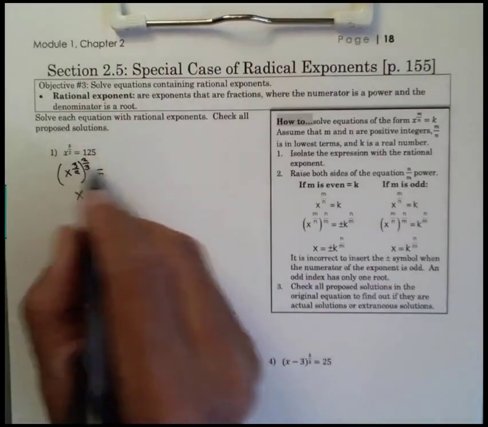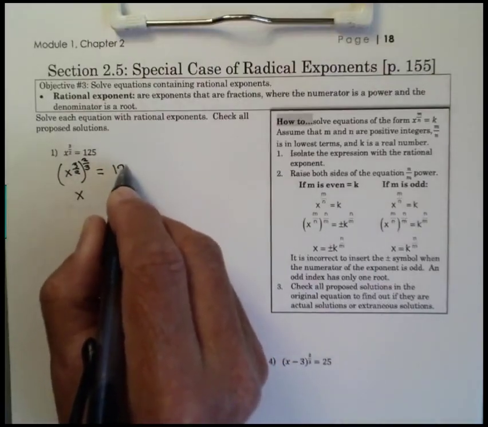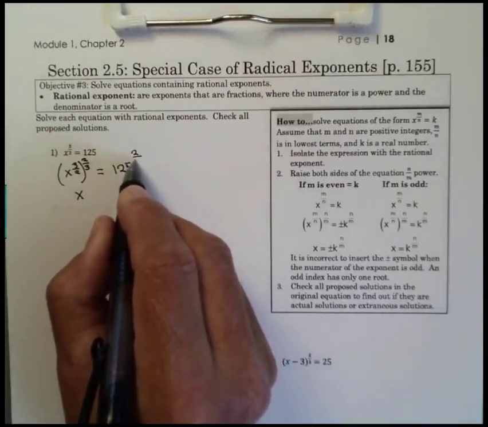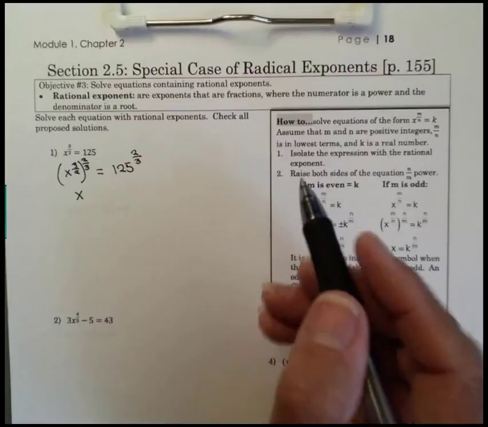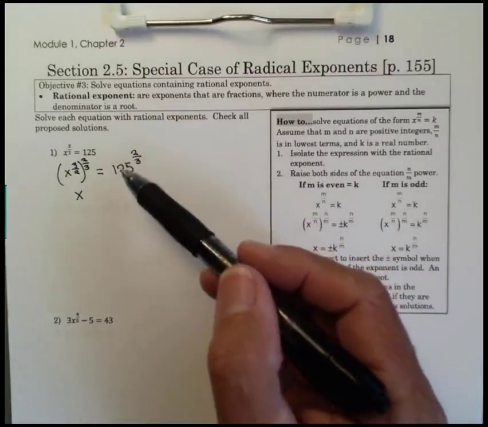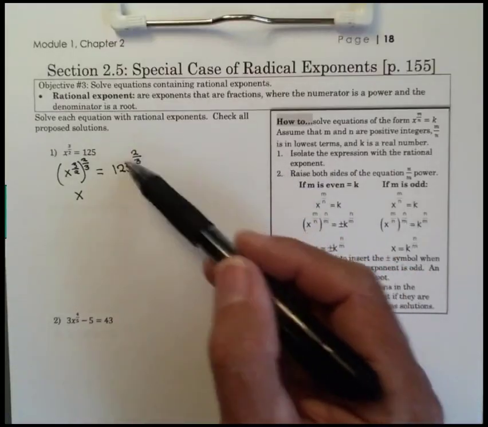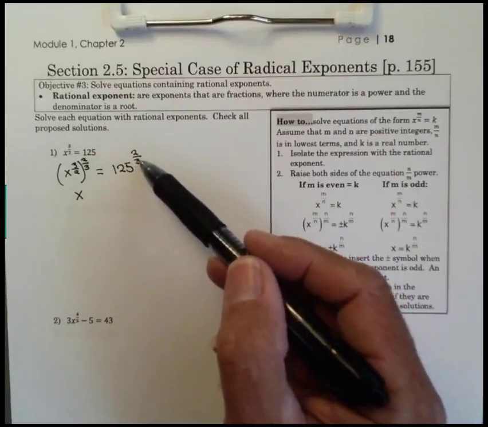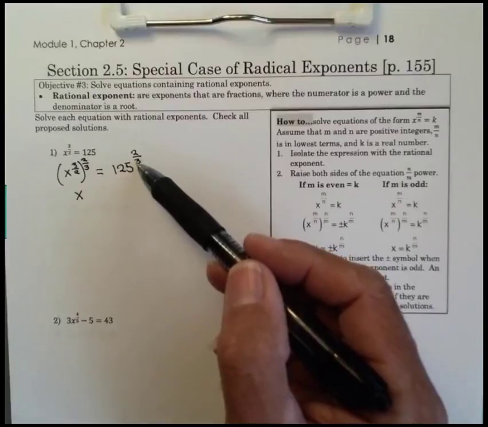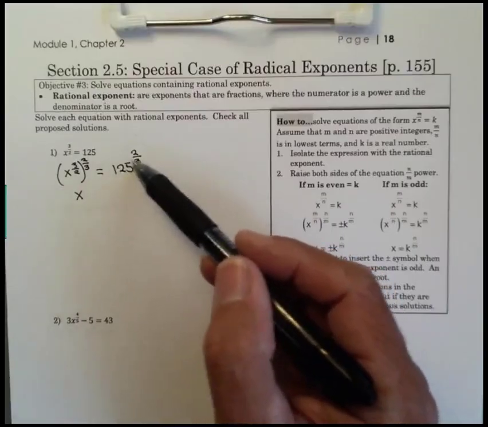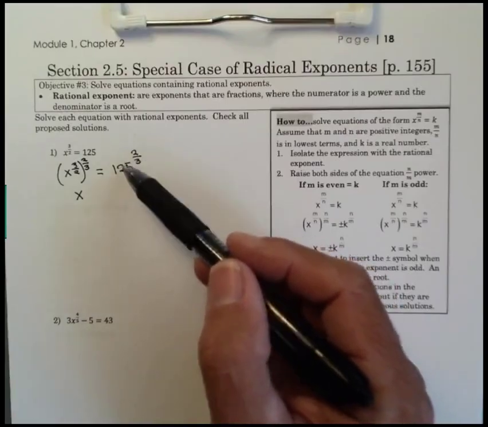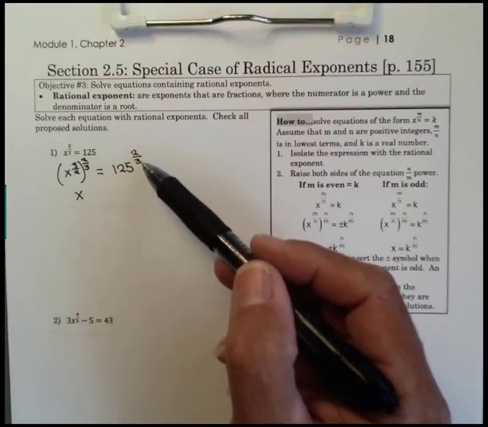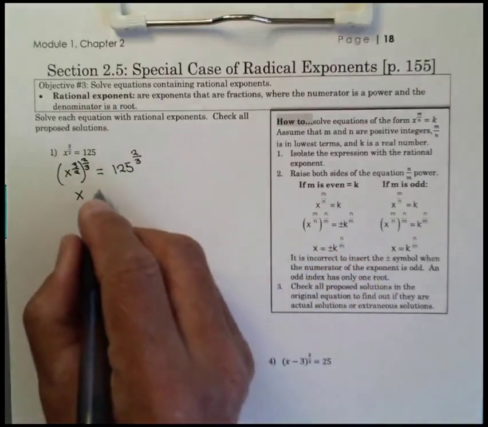Now, because I did this to the left, I have to do the same thing to the right. So I've got to take 125 and raise it to the power of 2/3. Now, that's not quite as hard as it seems if you remember the rules about rational exponents. What we say is that this denominator is the root, so is this going to be the third root of 125, or the cube root of 125 squared. So the top part is our exponent, the bottom part is our root. I'm going to write it like that.